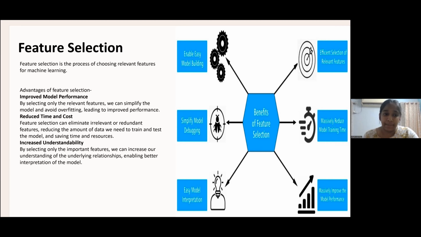Then reduced time and cost. Feature selection can eliminate irrelevant or redundant features, saving time and resources. Increased understandability. By selecting only the important features, one can increase the understanding of the underlying relationships.